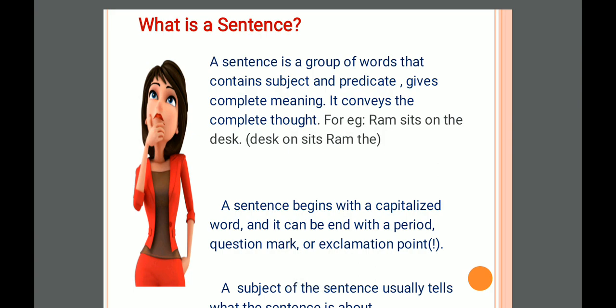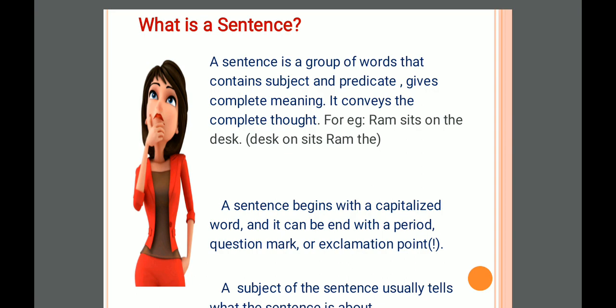What is a sentence? A sentence is a group of words that contains subject and predicate, which gives complete meaning. It conveys the complete thought. For example, Ram sits on the desk. It is a sentence because it contains all the features of a sentence. This is the complete group of words which has subject, verb and object. So to be a sentence there should be a group of words which contains subject and predicate.